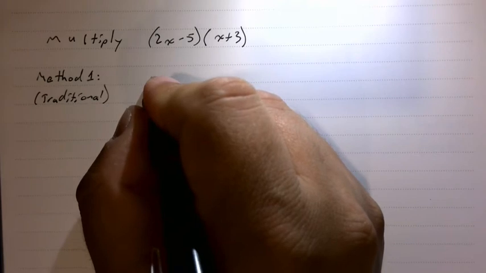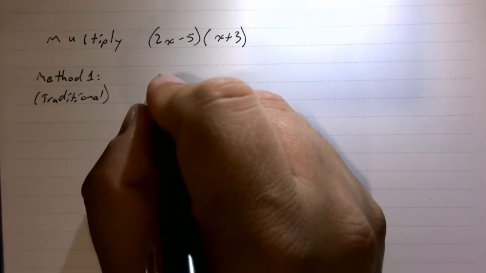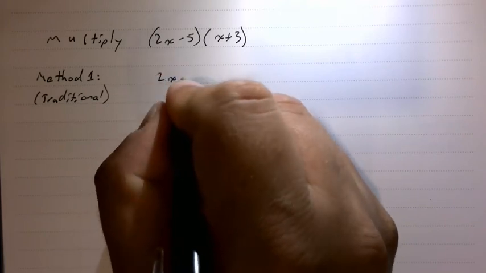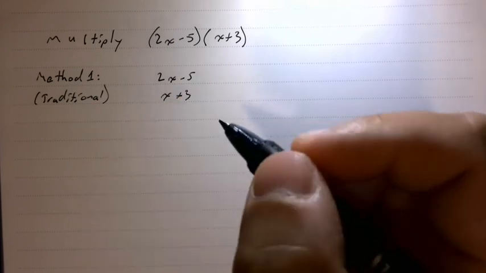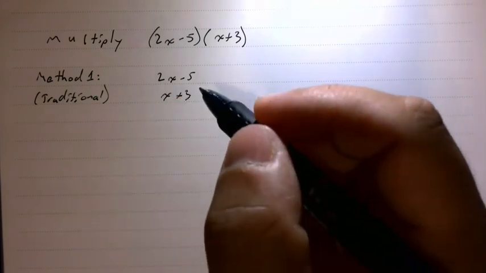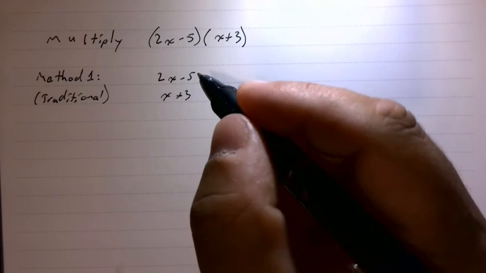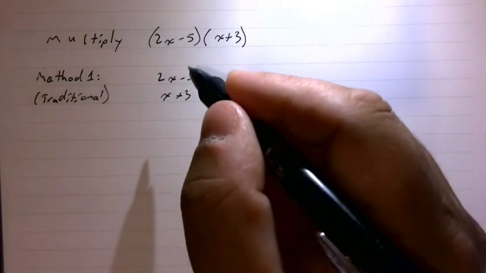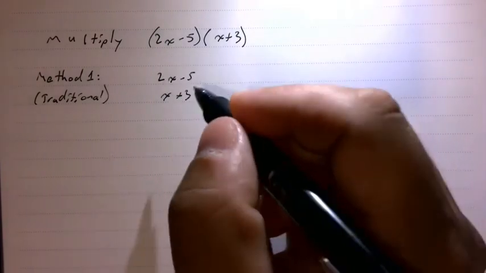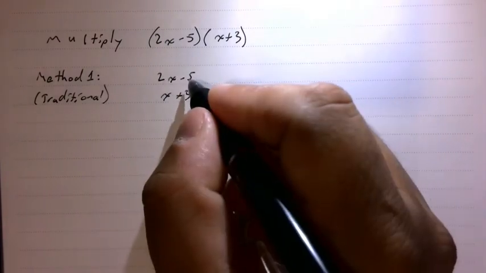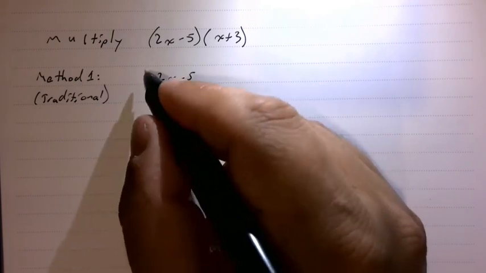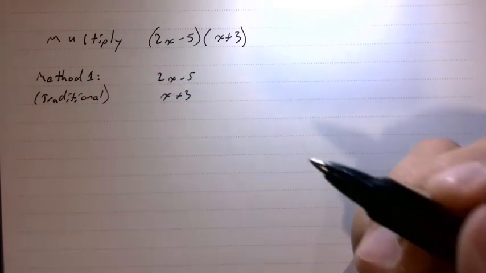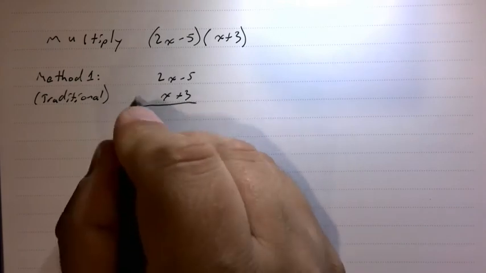And similar to stacking the two-digit numbers vertically, we're going to do the same here. 2x minus 5 and x plus 3. Those binomials are stacked. And instead of lining them up by place value, like the ones place, the tens, the hundreds, here we're lining up by like terms, the constants, the linear terms, if there was a quadratic term or a cubic term, etc., that would continue.